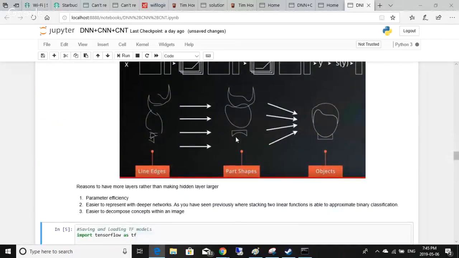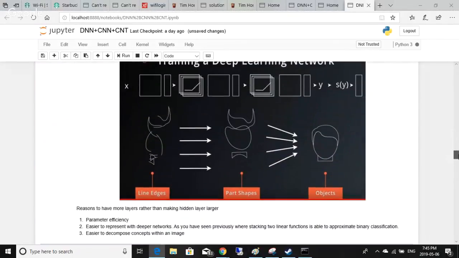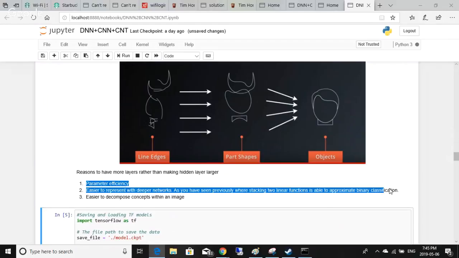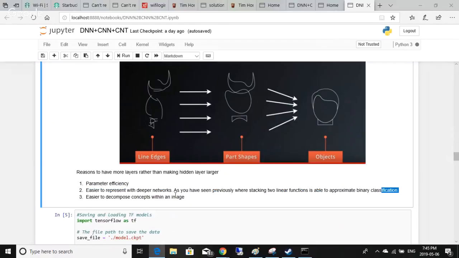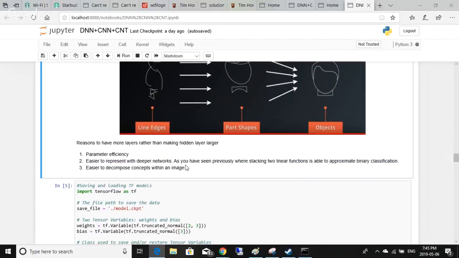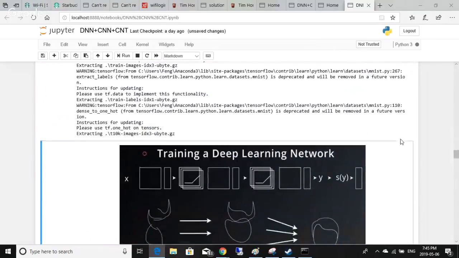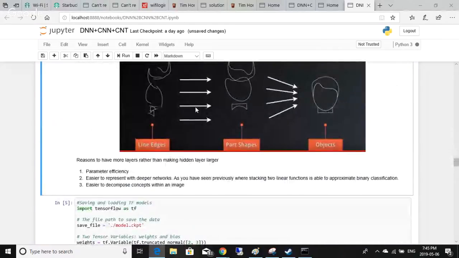Why deeper is better than wider neural networks. There are a few reasons: parameter efficiency and implementation. Using the previous perceptron example, where you stack two linear functions, the classification is approximated by a nonlinear function. And it's easier to decompose the concepts from lines to shapes to objects.